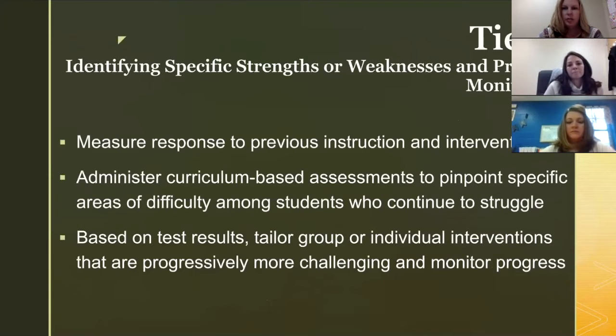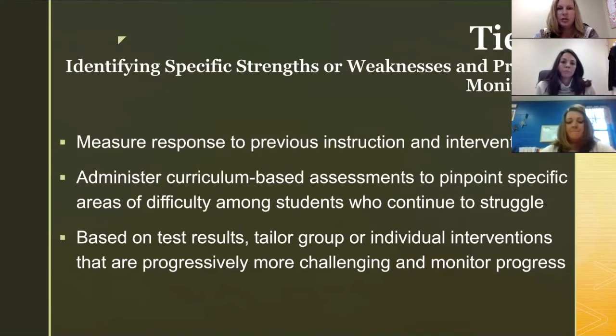So after working with all of the students, whole group in Tier 1, we pull out the students that need a little bit more of an intensive approach with our Tier 2 kids. And so inside the Tier 2, we're identifying specific strengths and weaknesses and doing further progress monitoring. We are measuring the response to previous instruction and interventions and seeing if we need to go further. We are then administering curriculum-based assessments that are going to pinpoint specific areas of difficulty around the students that are continuing to struggle after they've completed the whole group activities.